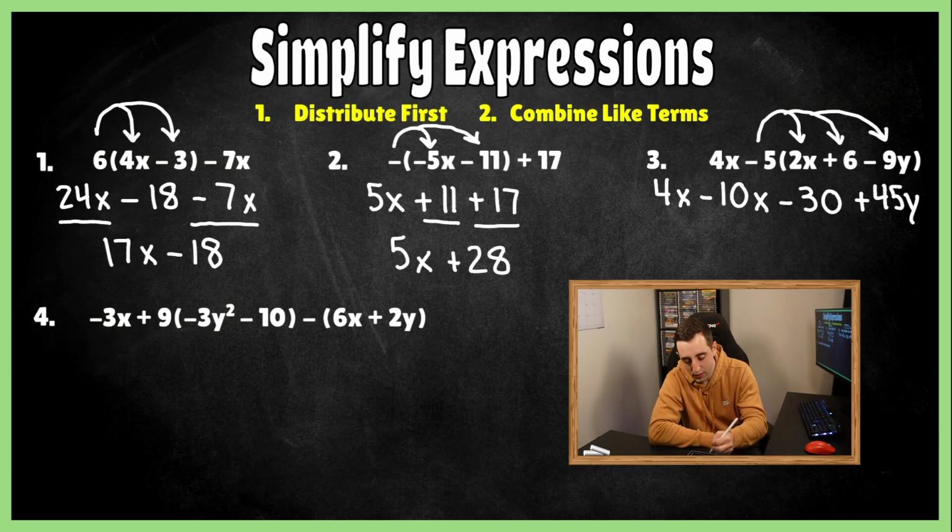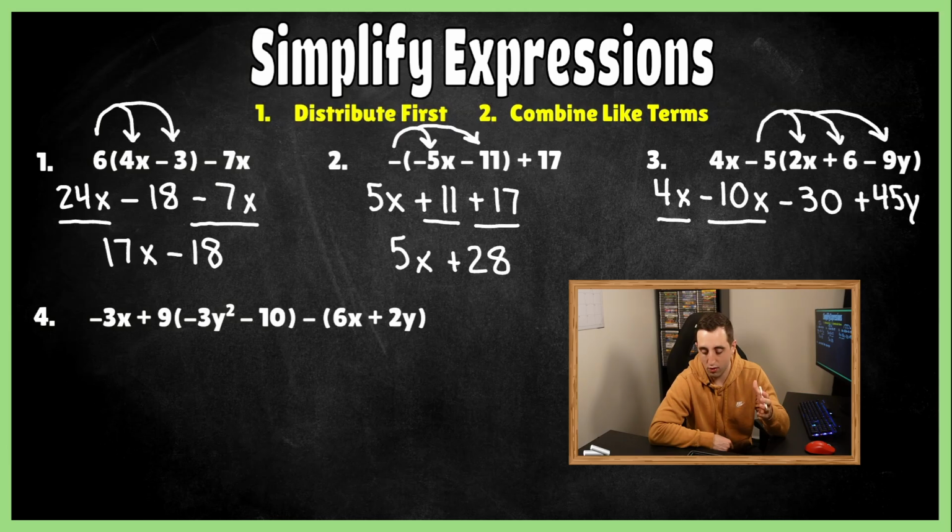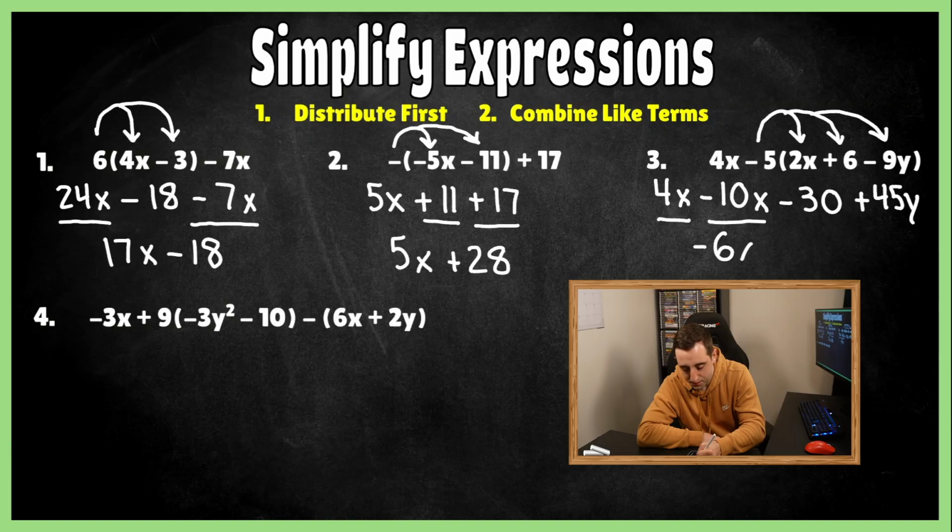And then we can go ahead and check to see, well, do we have any like terms that we can simplify? And we do. We have 4x and minus 10x, whereas the negative 30 is just a constant. That's the only one that's by itself without a variable. And then we have 45y, the only one that has the variable y. So 4 minus 10 is going to give us negative 6x. Then we have plus 45y, which is just going to be brought down.